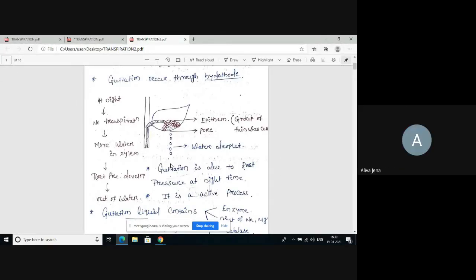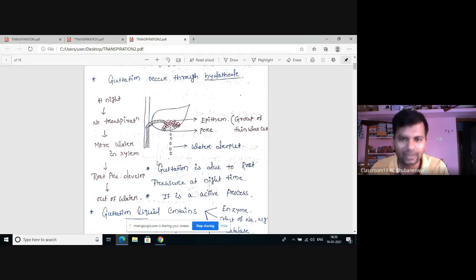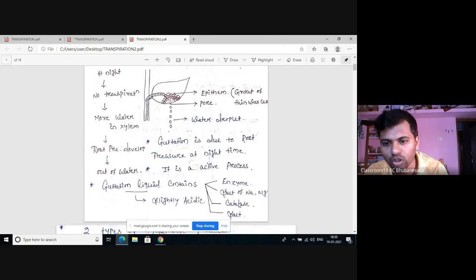Yes, sir. And then the liquid that is lost by the process of rotation is never pure. Instead, it contains enzymes, salts of sodium, magnesium, phosphorus, and enzymes like catalase. And this liquid is also slightly acidic in nature.